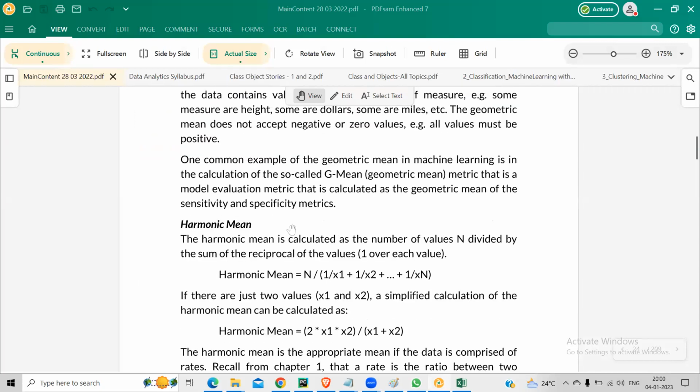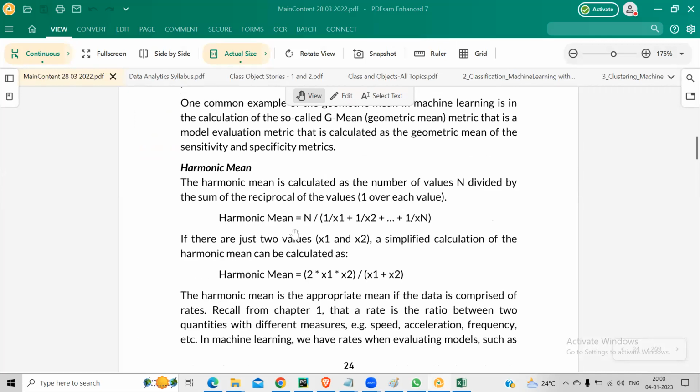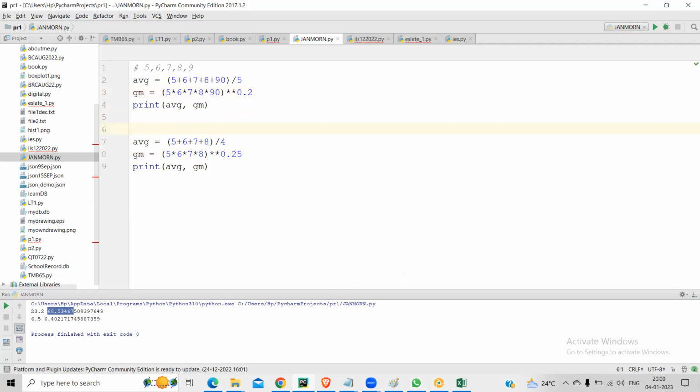Then you have harmonic mean. Harmonic mean is like performing the inverse of your arithmetic mean. So how do we compute HM? It is 5 divided by 1 by 5 plus 1 by 6 plus 1 by 7 plus 1 by 8. We'll do 1 by 8 here. So now if you see, we'll print HM first. So see, HM is also in the same range.